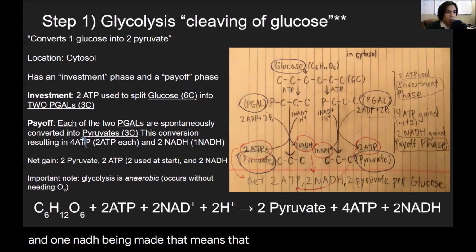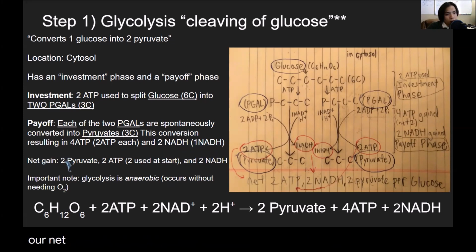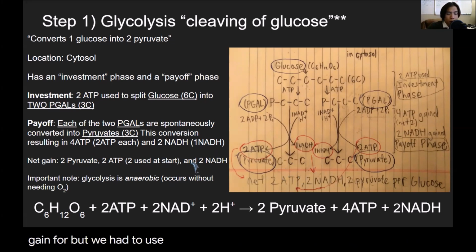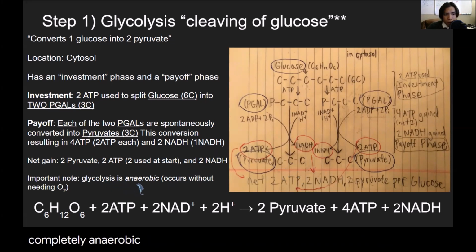That means that from 1 glucose, we resulted in 4 ATP, for 2 ATP per pGal, and 2 NADH, for 1 NADH per pGal. So our net gain is 2 pyruvate, which are 3-carbon molecules, 2 ATP (it is net: we gained 4, but we had to use 2), and 2 NADH. An important note is that glycolysis is completely anaerobic. It occurs without needing O2.